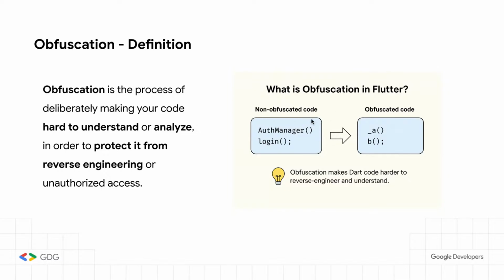So what I can do is apply the obfuscation and make the code in such a format that it is very hard to understand, hard to even read, and very difficult to reverse engineer. And also, unauthorized persons will not have access to my code. So that is what obfuscation means. You're deliberately making your code hard to understand or analyze, difficult to read, and impossible to reverse engineer.